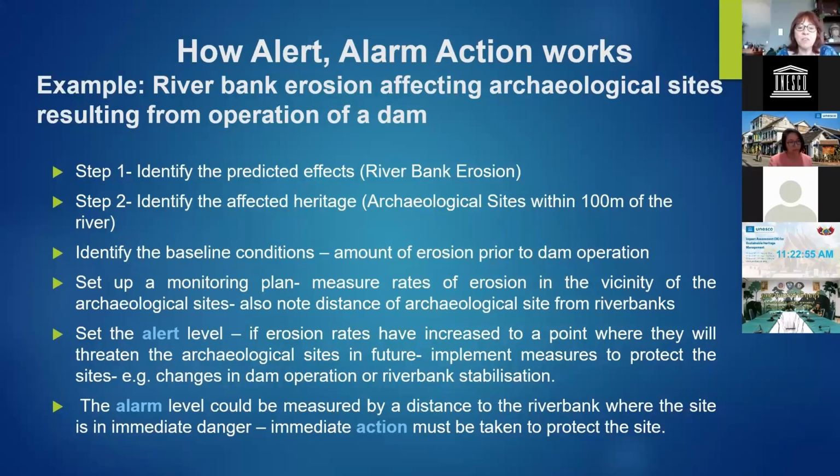So the alarm level could be measured by a distance to the riverbank where the site is in immediate danger. For instance, if the erosion has gone to a level where it is 5 meters from an archaeological site, immediate action must be taken to protect the site.